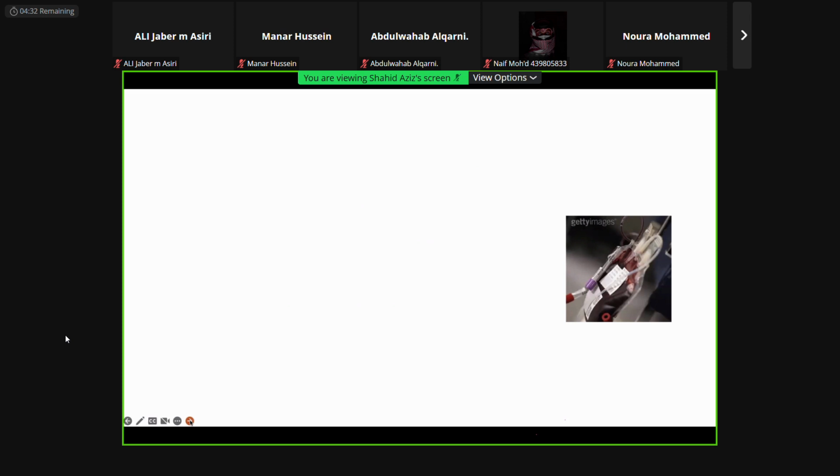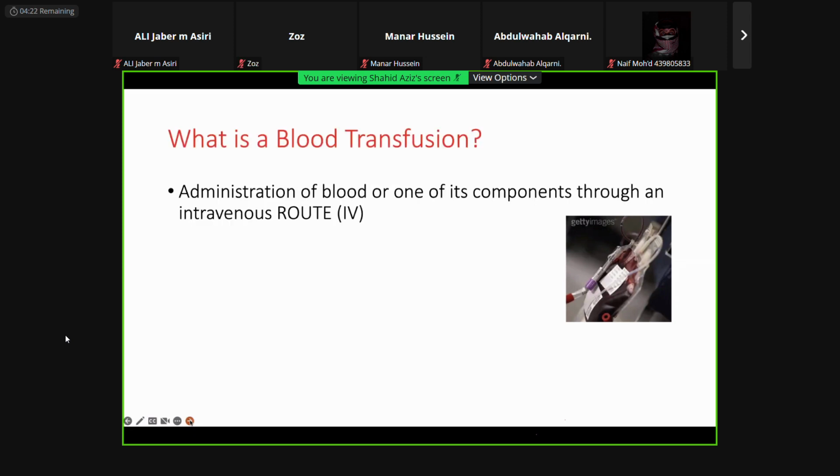Blood is given as a transfusion for patients who have significantly low hemoglobin and who are clinically symptomatic, and you have to give them packed RBCs. So what is blood transfusion? It is administration of blood, packed red blood cells, or other components through an intravenous route.